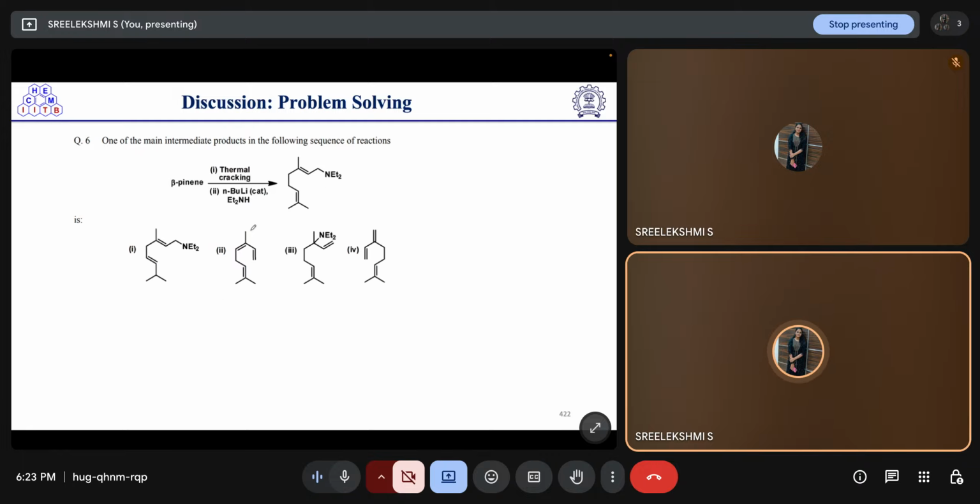Moving to the next question, one of the main intermediate products in the following sequence of reaction. So here beta-pinene upon thermal cracking and then treating with catalytic n-butyl lithium and diethylamine, this is forming. So which is the intermediate of this reaction?